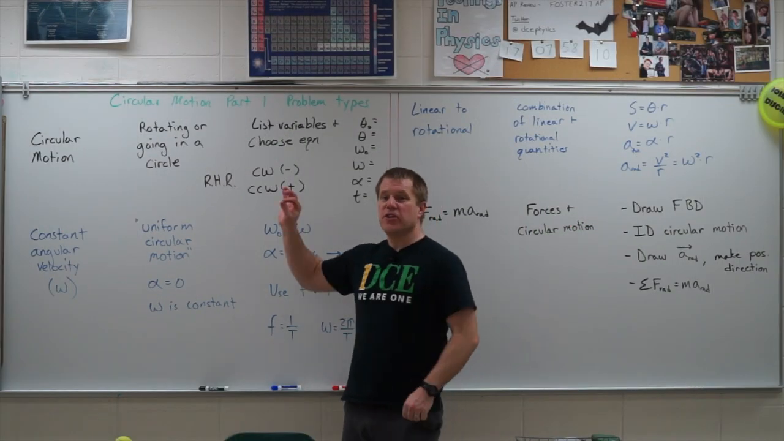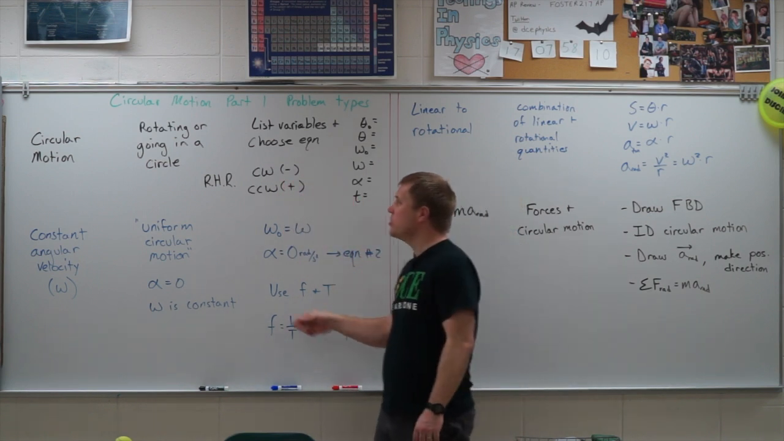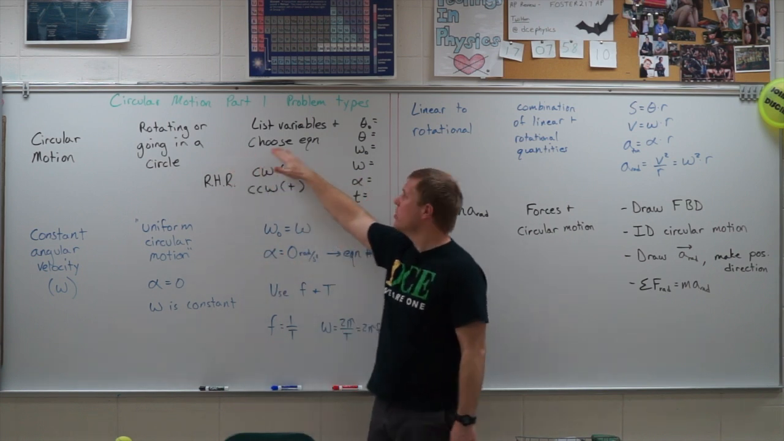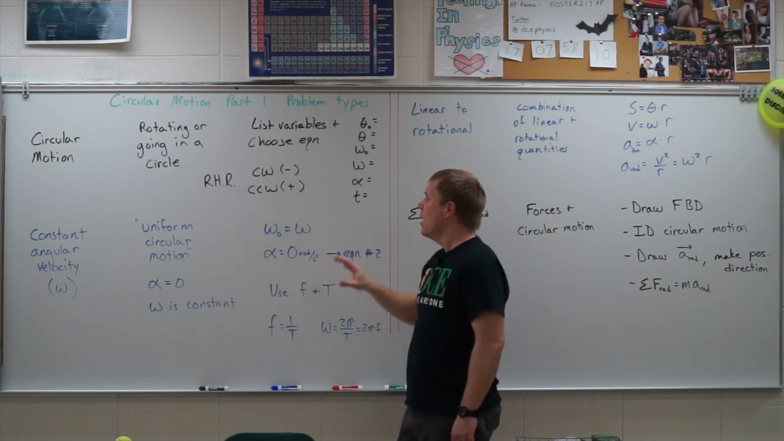All right, let's look at circular motion part 1 problem types. So our first one is just circular motion. So I have something rotating or going in a circle. If that is true, you're just going to list out your variables and choose an equation.